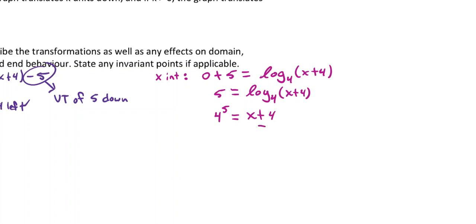So minus 4 from each side. So we've got 4 to the power of 5 minus 4 is equal to x. So that ends up being a big number, 1020.